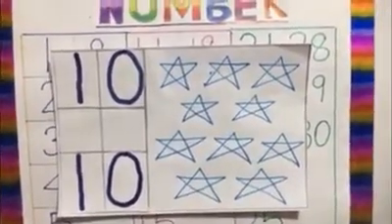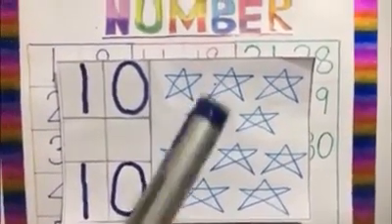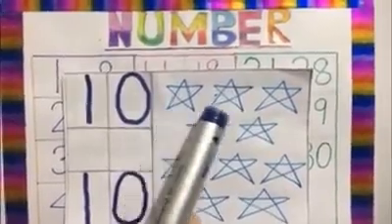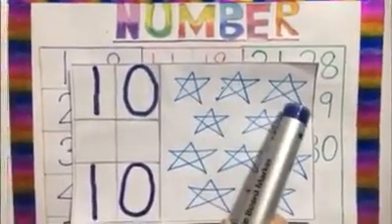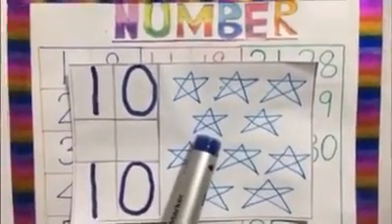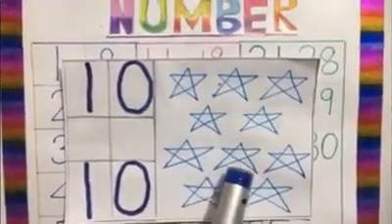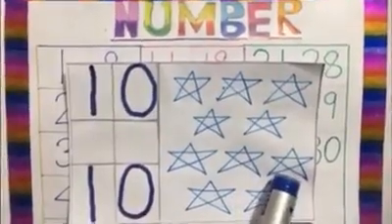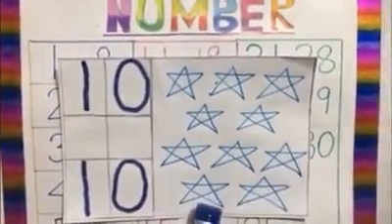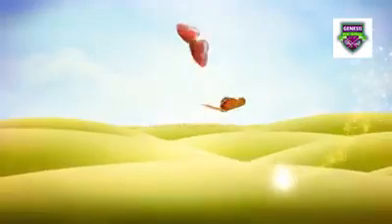Let's count how many stars are here. 1, 2, 3, 4, 5, 6, 7, 8, 9, 10.